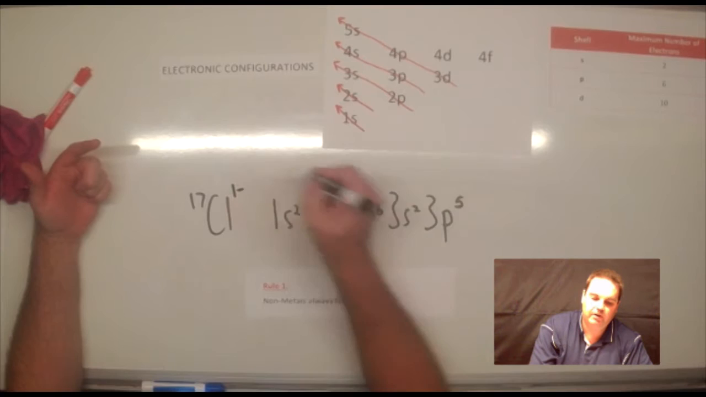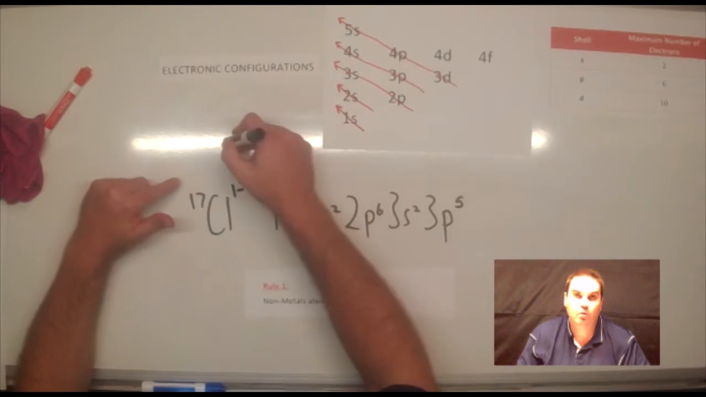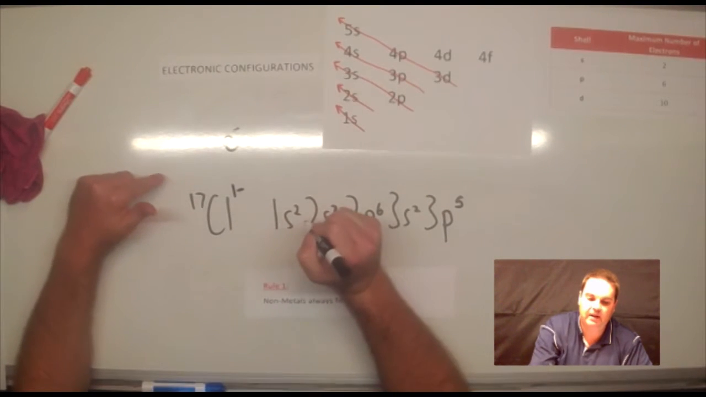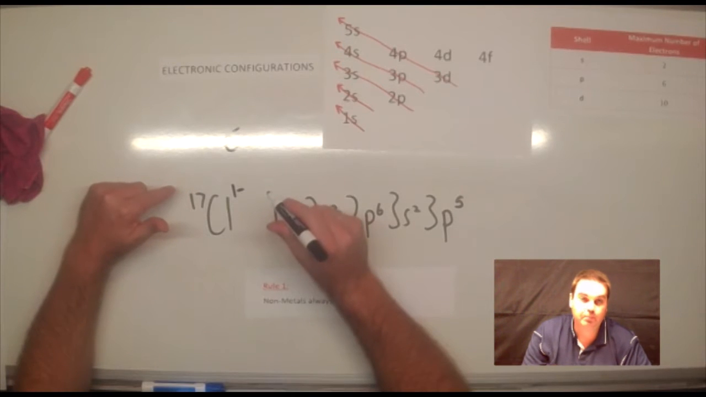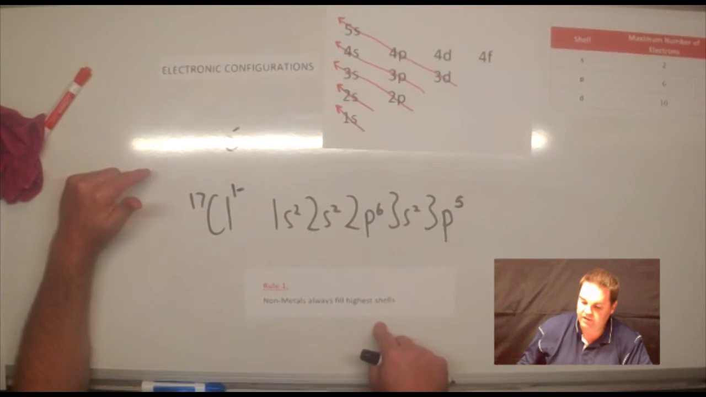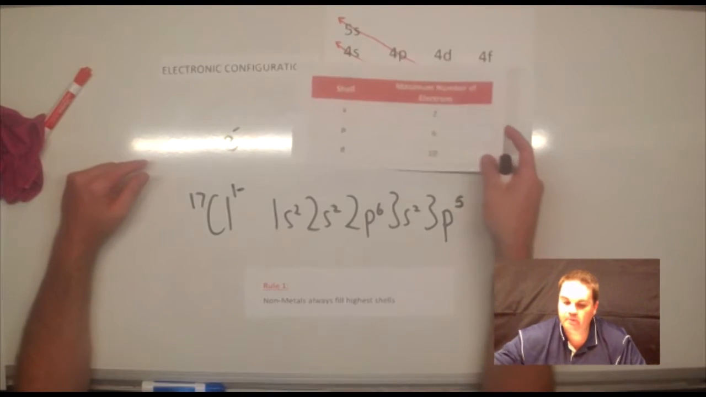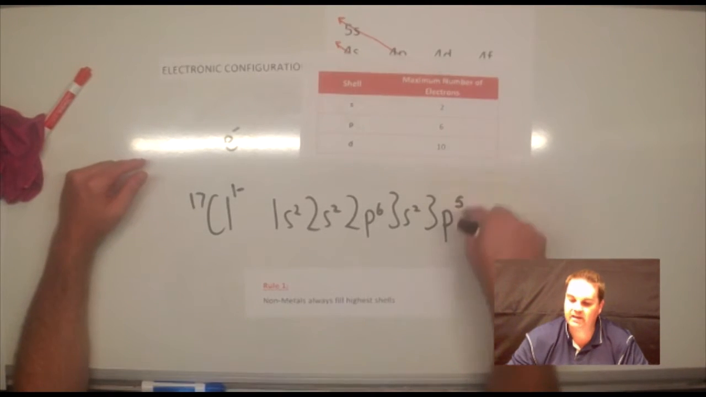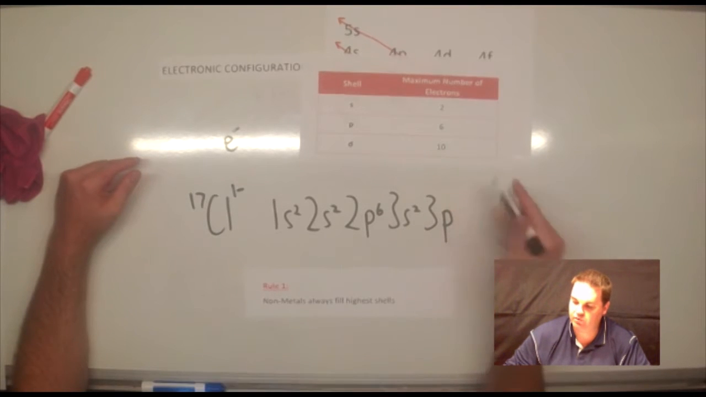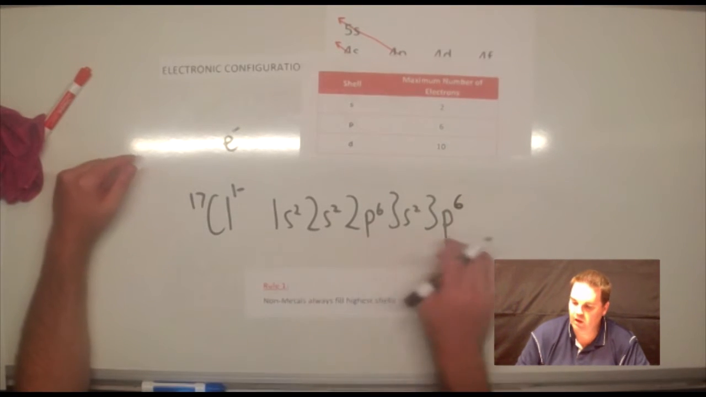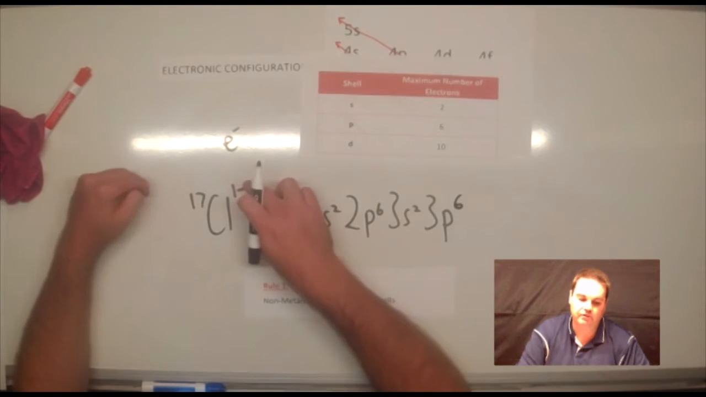So chlorine, when it's a 1 minus, 1 minus means we've picked up 1 electron, so we need to put that electron into a shell, and they always fill the highest shells. So here we've got a P. P, as we know, can hold 6 electrons, so we can put that 1 electron into there. And that is the electronic configuration for a chlorine ion with a 1- charge.